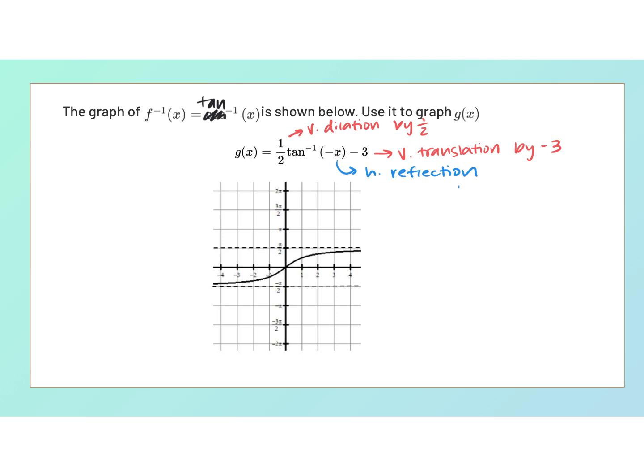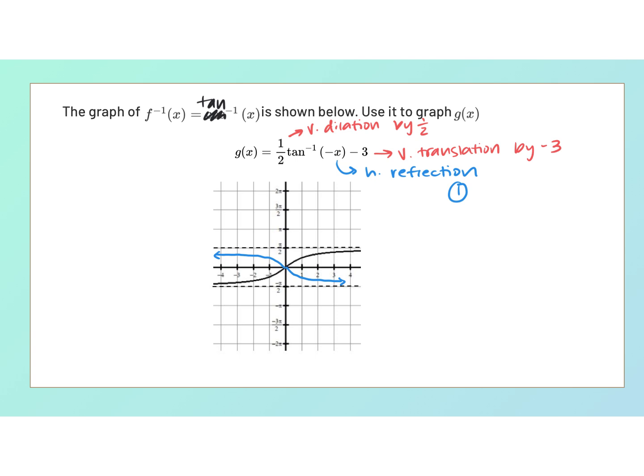So I'm going to do the reflection first. It's going to flip this over the y-axis, so my curve is going to flip-flop, and now it's going to be entirely decreasing. It's going to stay between those 2 horizontal asymptotes, but now you can see my slope has changed.